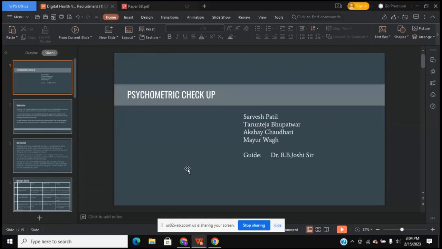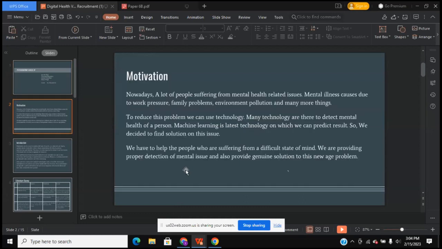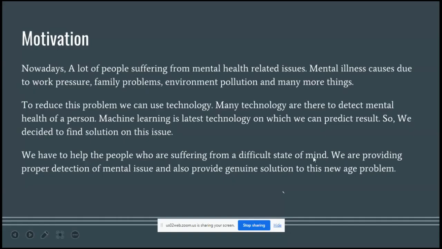Psychometric Checkup. I'm Sarvesh Patil. The motivation for the psychometric checkup is that nowadays a lot of people are suffering from mental health related issues. Mental illness is caused by work pressure, family problems, environmental pollution, and many more things. To reduce this problem, we can use technology. Many technologies are there to detect the mental health of a person.